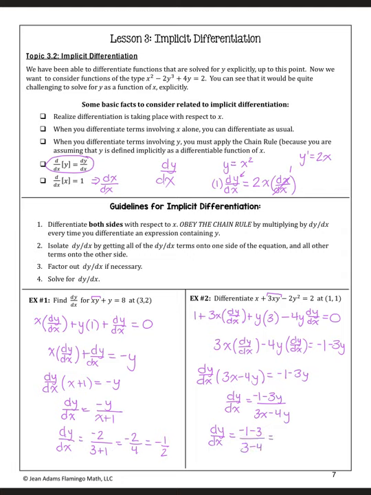So we would get negative 1 minus 3 over 3 minus 4. So that is negative 4 over negative 1, which is positive 4.